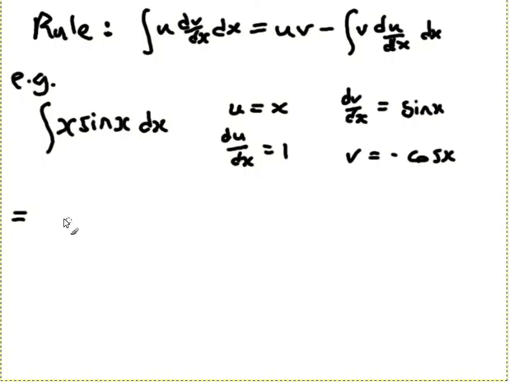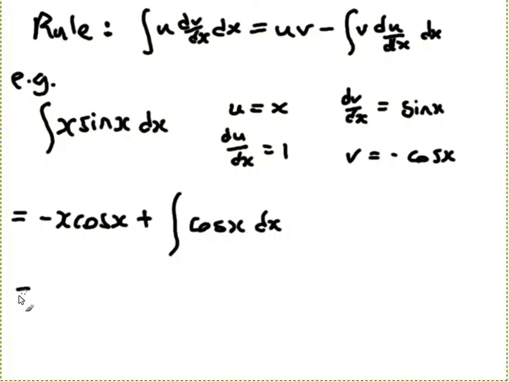Now it's the same as uv, so minus x cos x, minus the integral of v times du by dx. Now that's going to be 1 times minus cos x, but let's put that minus outside and make it a plus, so I'm just integrating cos x with respect to x. And now I've got my answer, minus x cos x plus sine x plus c. And you're done.